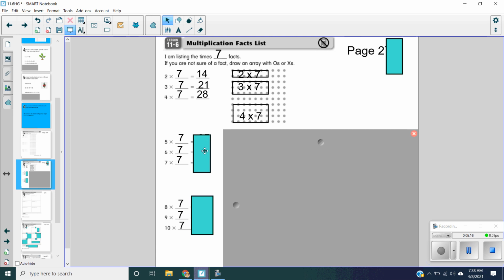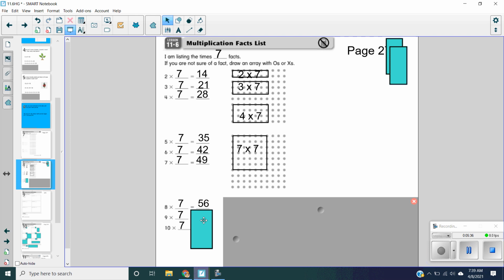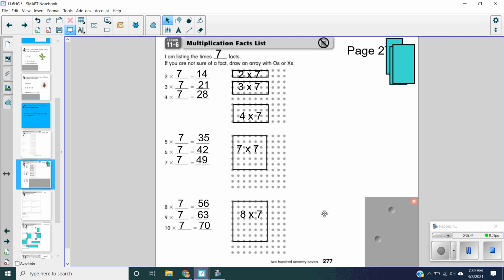Then I know that 5 times 7 is 35. 6 times 7 I figured out was 42. 7 times 7 was 49. And for this one, I just had room to do my 7 by 7 for my 49. And then for my last ones, I figured out that 8 times 7 was 56, 9 times 7 was 63, and 10 times 7 was 70. And I just had the space to solve my 8 times 7.